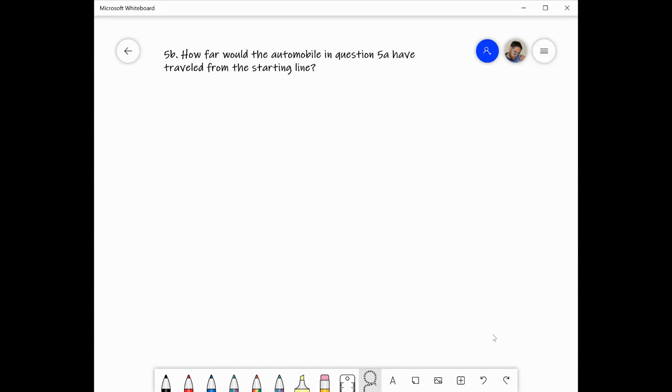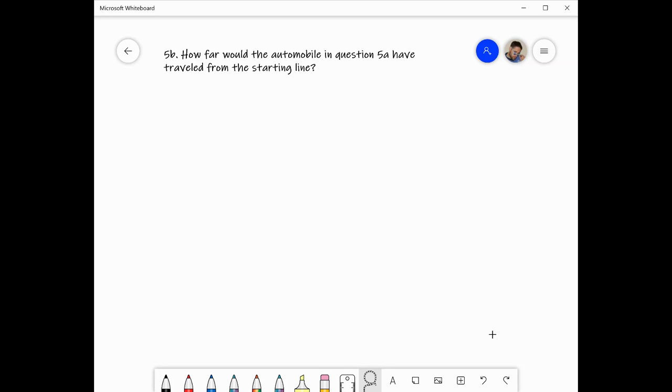All right, so let's do this again. This is problem 5B now. So we've gone past 5A and we found out that the actual number there was 24 meters per second, the amount that they had sped up. This time around, it's asking how far would the automobile in question 5A have traveled from the starting line.